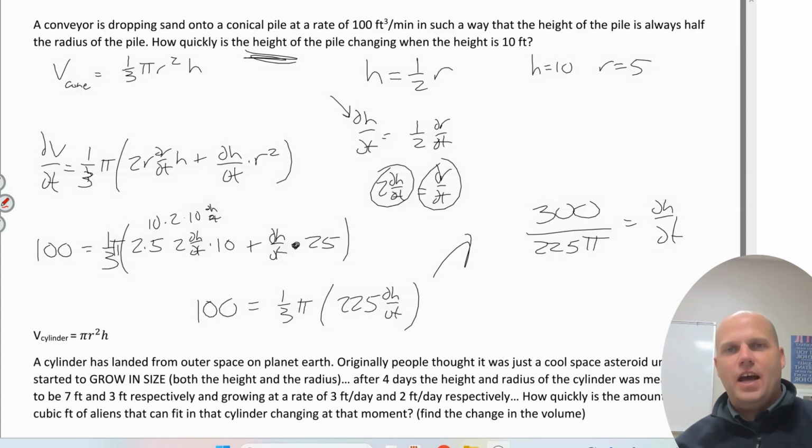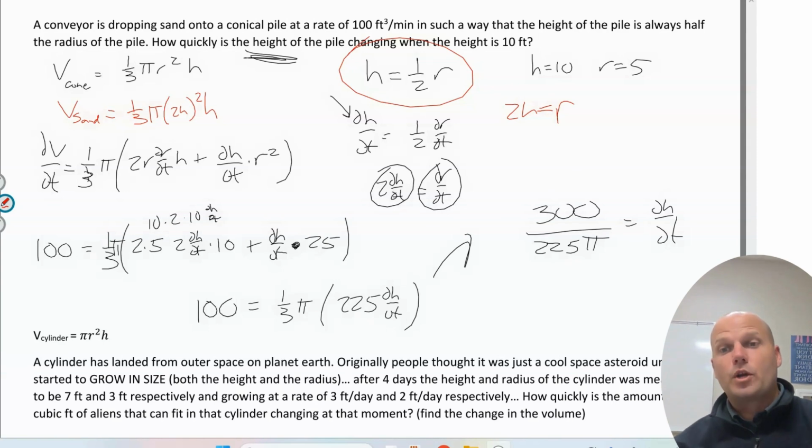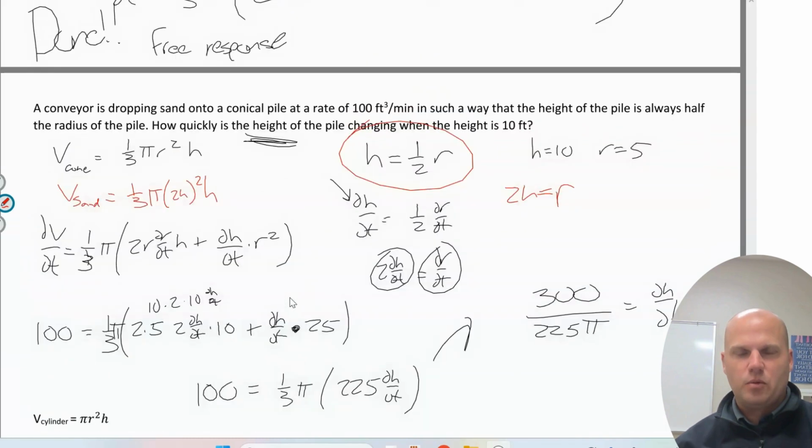Did we have to use that? We actually could have understood that the volume of this sand pile, with this relationship, we could have plugged in 2h for r. That way we would not have to worry about the product rule, but I'm going to want you to worry about the product rule because it's been showing up more and more on the AP exam.